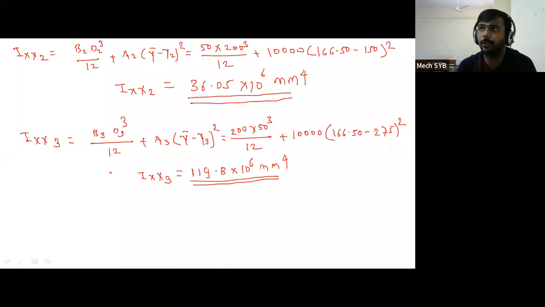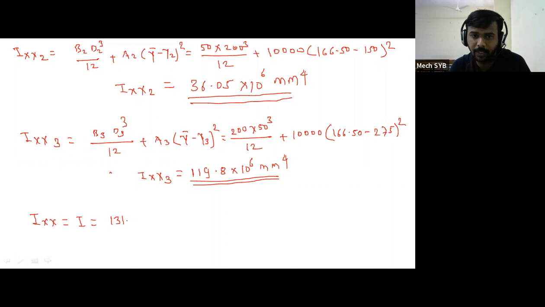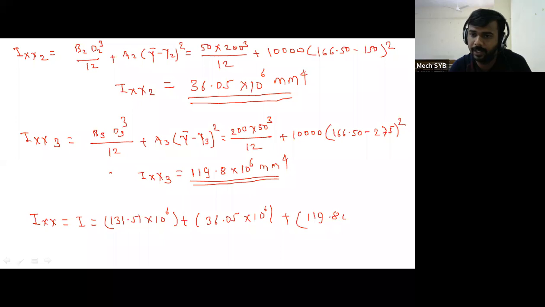So now we have to calculate the total Ixx. So capital I is equal to, we have to do the addition. What is the first value? 131.51 into 10 raised to 6, this is Ixx1, plus 36.05 into 10 raised to 6, plus 119.80 into 10 raised to 6.